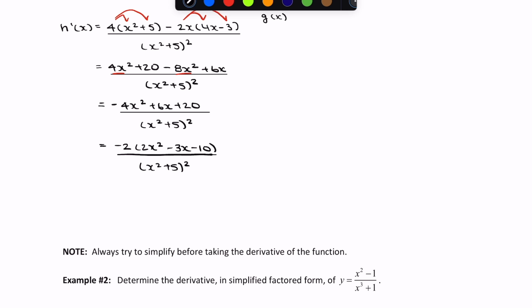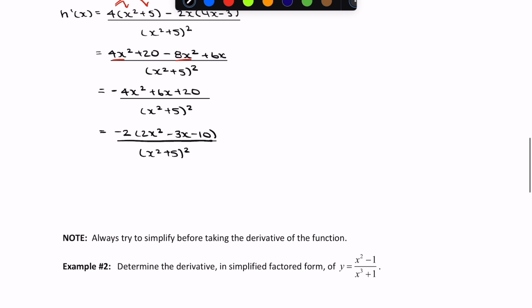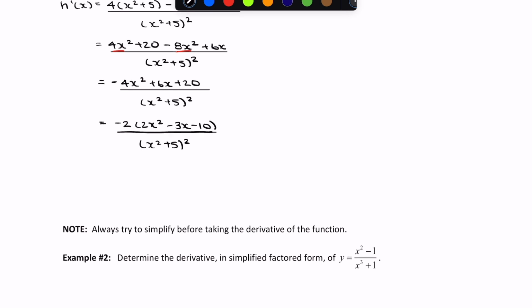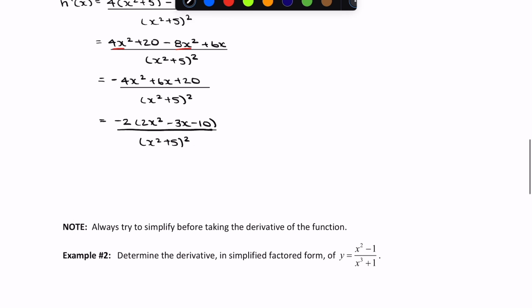Again, 2x squared minus 3x minus 10 does not factor into two values, so we can just keep that there. You would have to use the quadratic formula, which doesn't help us simplify this particular expression. Okay, so always try to simplify first before taking the derivative of the function.